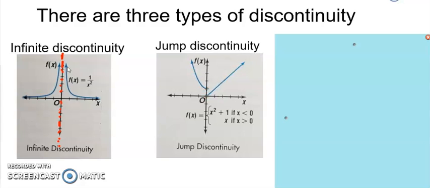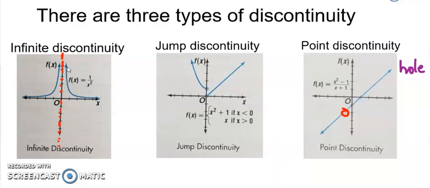Our last one deals with something we've talked about already, rational functions. This is a point discontinuity, and that's a rational function there. As you notice, there is a hole in the graph right there. We know with holes that if we were to factor the numerator, we would get x plus 1, x minus 1. The x plus 1 cancels out because there's one on top and one on bottom. So technically, we're looking at the function x minus 1, which is what's been graphed there.